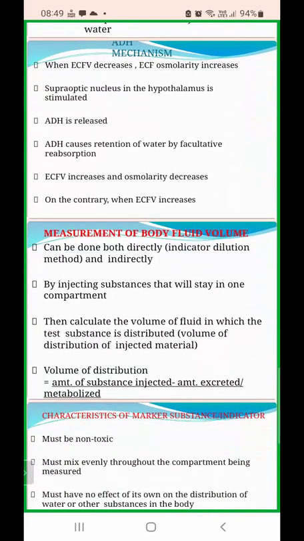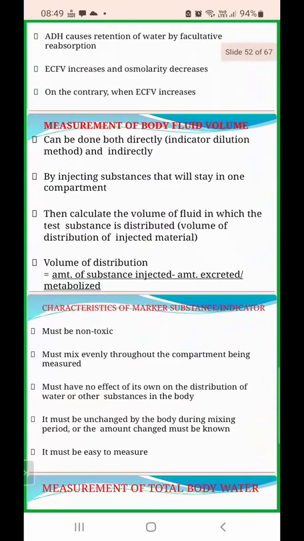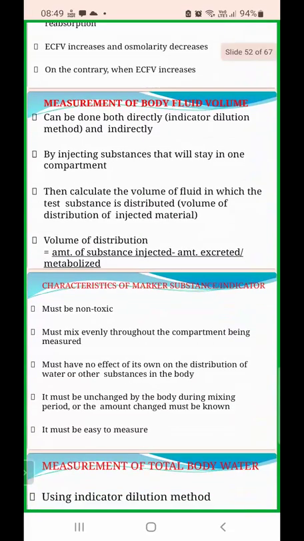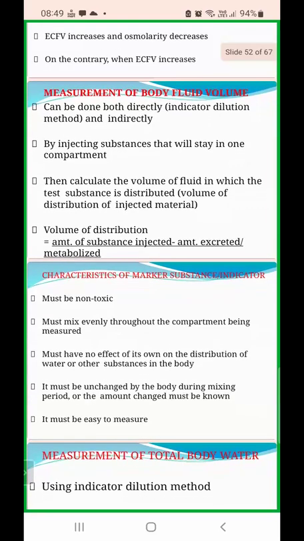Now, measurement of body fluid volume. It can be done both directly and indirectly by the indicator dilution method. By injecting a substance that will stay in one compartment, we then calculate the volume of the fluid in which the test substance is distributed, the volume of distribution of the injected material. The volume of distribution equals the amount of substance injected minus the amount excreted, divided by the concentration.